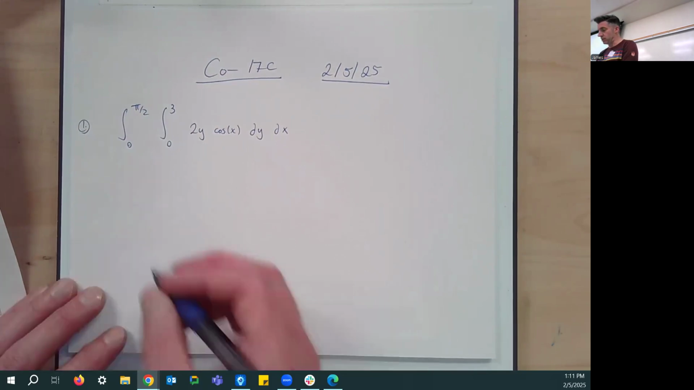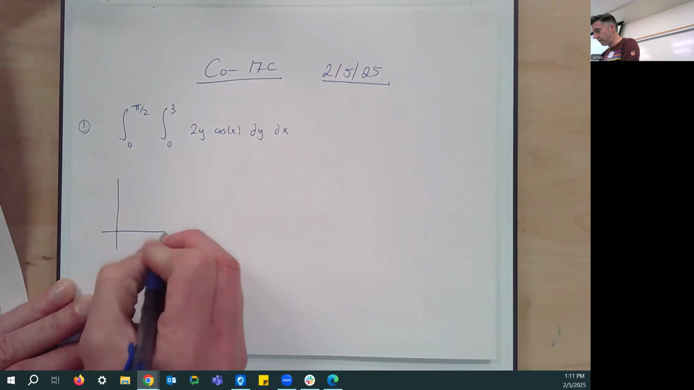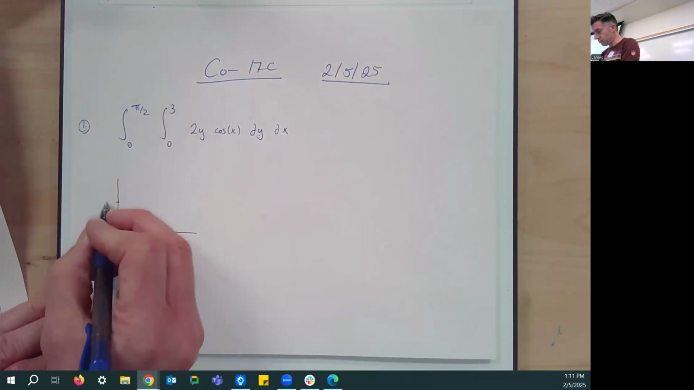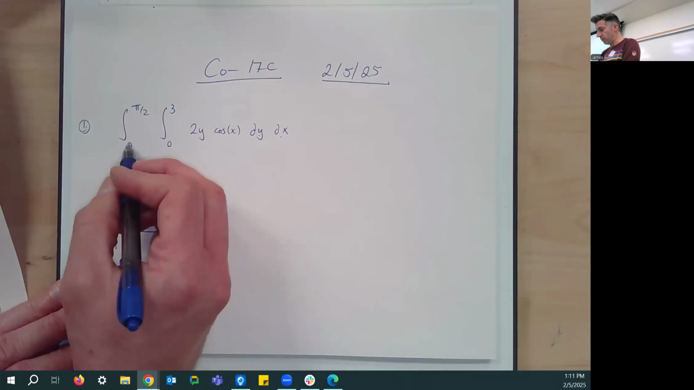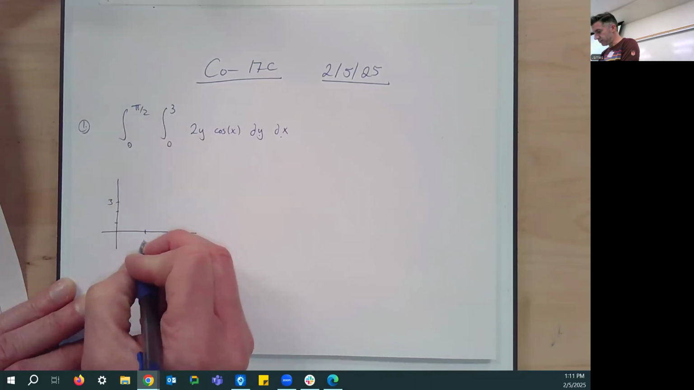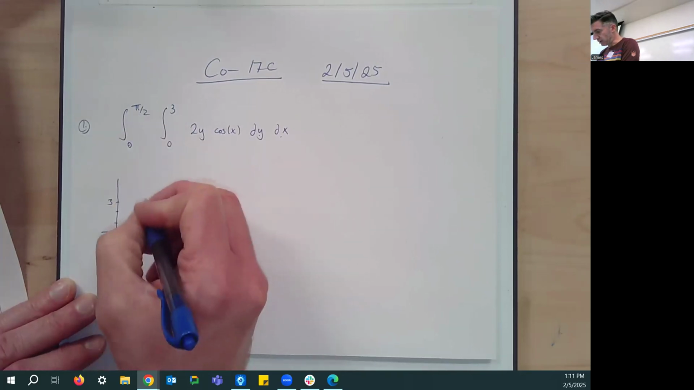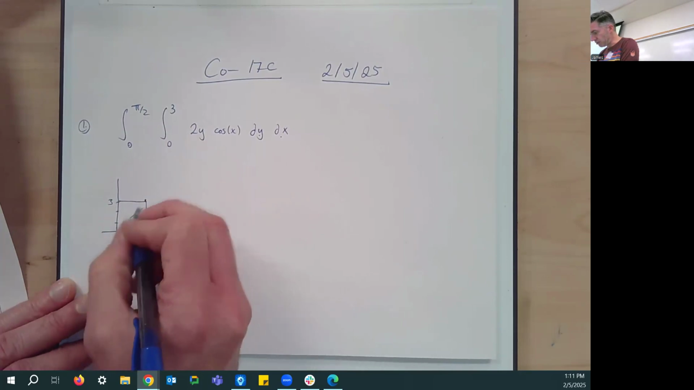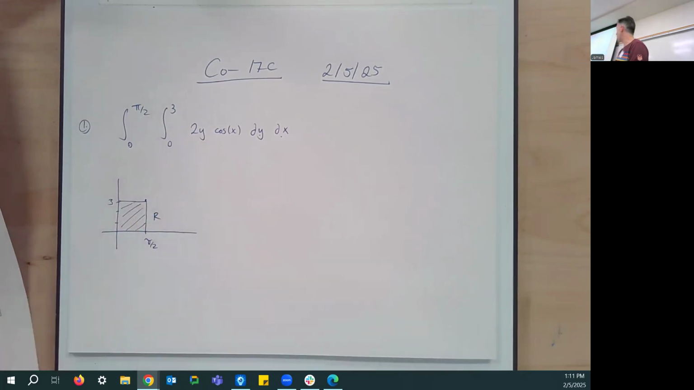We could draw it. It's really easy to draw. We just have y going from 0 to 3 and x going from 0 to pi over 2. So it looks like this region here. That's our region R of integration.